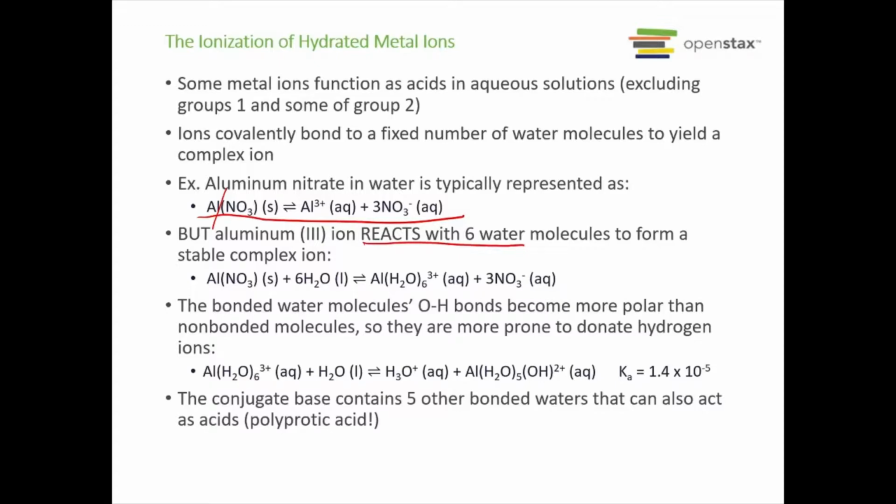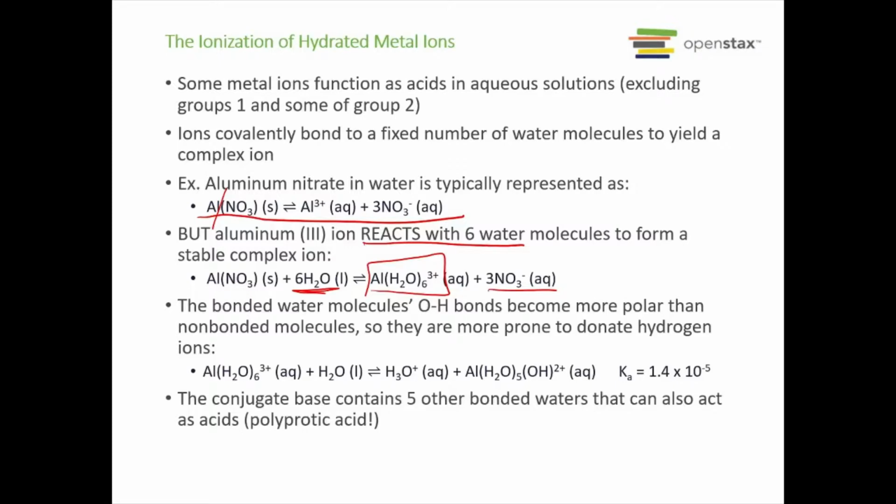So we have these 6 water molecules. The NO3 does break off, it does its own thing, but the aluminum ends up forming this complex with 6 water molecules, and then this complex has an overall 3+ charge. So we still are charge balanced. But then what happens is, due to this complex, the OH bonds in the water molecules bonded to aluminum end up becoming more polar than the non-bonded waters.